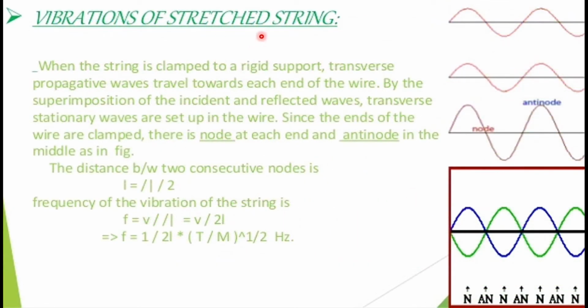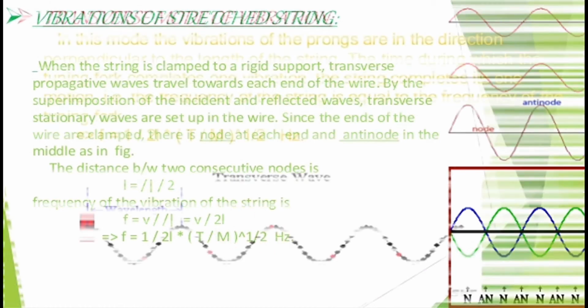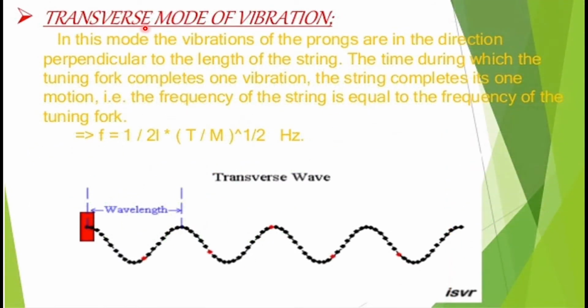The vibrations that are present in the string are given by this small definition. In this part you can see this side is called a node, and the higher peak is called an antinode. The combination of these gives us the vibration, given by L equal to modulus L by 2, and the frequency of vibration is given by V by 2L. So we get F equal to 1 by 2L into (T by M) the whole power 1 by 2 Hertz. So we have the transverse mode of vibration.